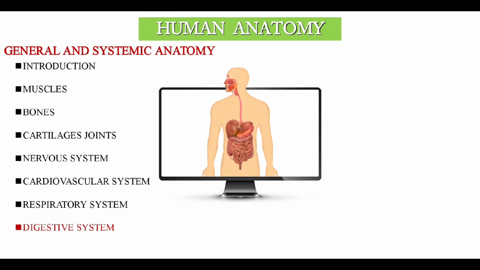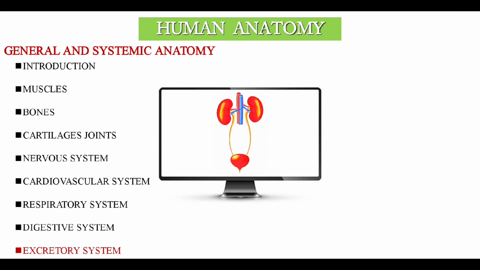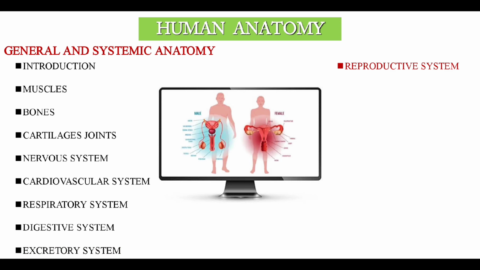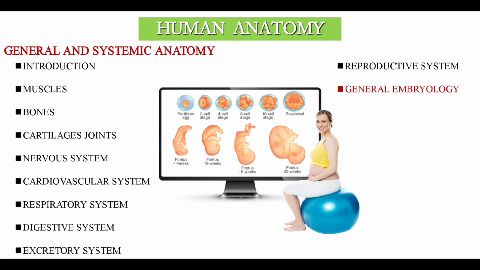And the next one is digestive system. In anatomy we have to study only the general idea or outline of the gastrointestinal tract. And the next one is excretory system. In anatomy we have to study structure and function of kidney, general outline of ureters, urinary bladder and urethra, demonstration of organs. And the next one is reproductive system, in which we have to study general outline of male and female genital organs. And the next one is general embryology, in which we have to study gametogenesis, fertilization, implantation, embryonic phase and placenta.